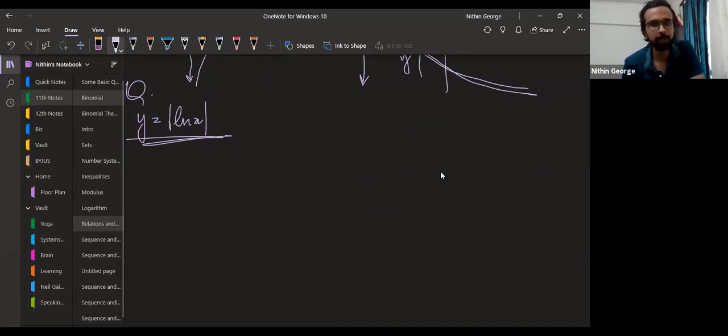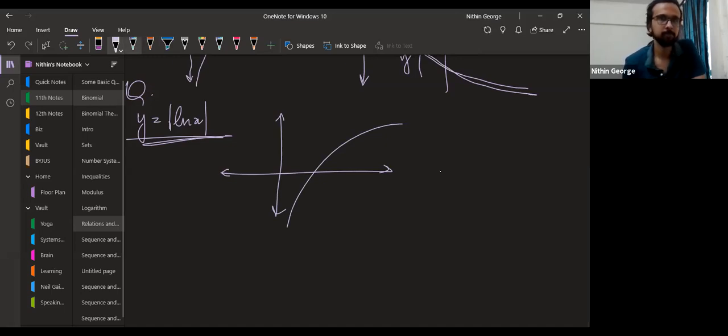You know how ln x goes, right? So this is how you solve problems generally. Ln x, you should know the graph. It goes like this. Mod of ln x, what will happen? Go up like this. Are you following?